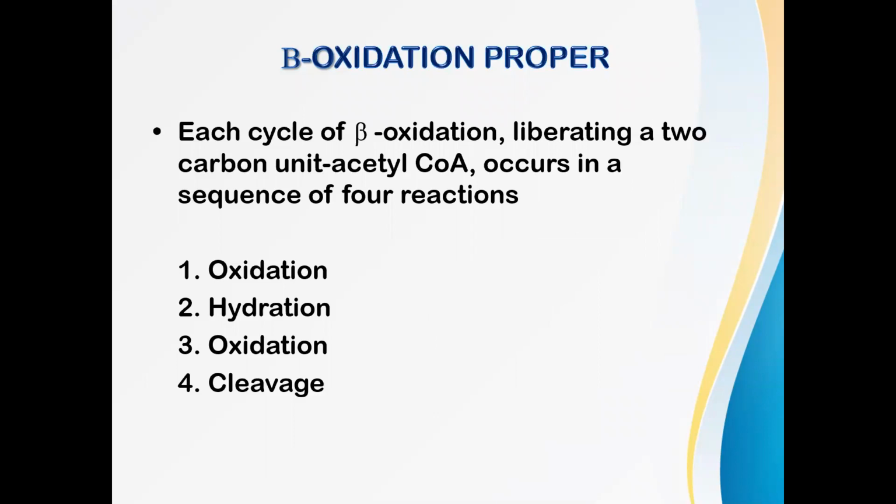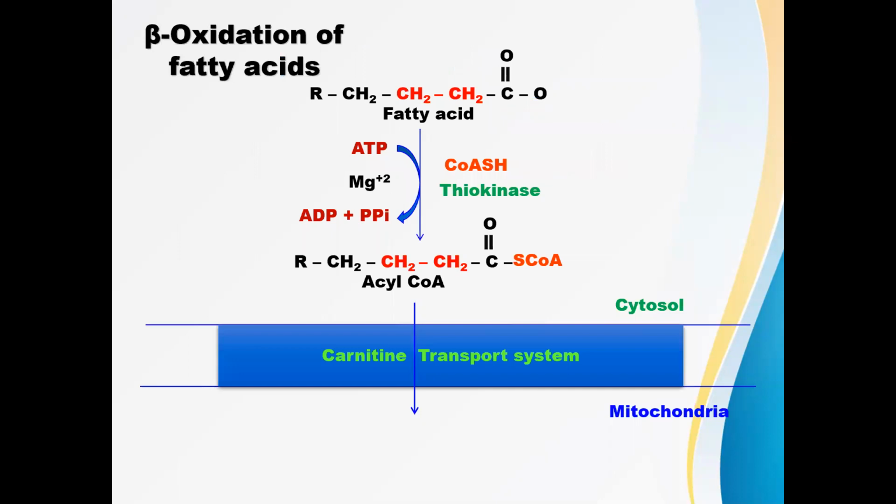Now, the third stage is beta oxidation proper. In each cycle of beta oxidation, there is liberation of a 2 carbon unit, acetyl CoA, and each cycle occurs in a sequence of 4 reactions, that is oxidation, hydration, again oxidation, and the fourth and last reaction of the beta oxidation cycle is cleavage. So these are the 4 reactions that occur in sequence in the third stage, beta oxidation proper. Here all the reactions involved in beta oxidation of fatty acids are shown.